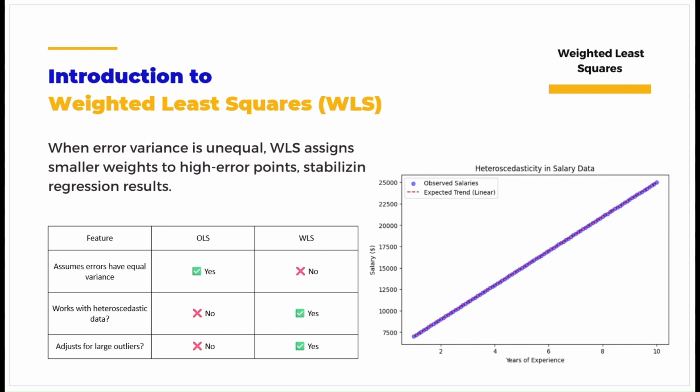our predictions less reliable. For example, let's say we are predicting salaries based on years of experience. Entry-level salaries are pretty close together, but high-income salaries have huge variation. Some people make 100k, some make 500k. A normal regression model treats all points equally, which means it struggles with this huge variation. That's where weighted least squares, WLS, comes in. It reduces the influence of high-error points, making the model more stable. So if your data has growing error margins, WLS is going to be your best friend.